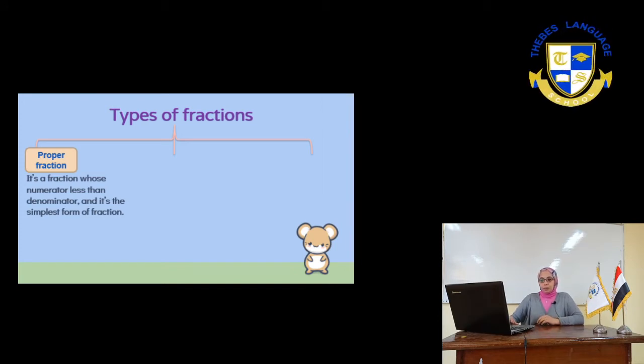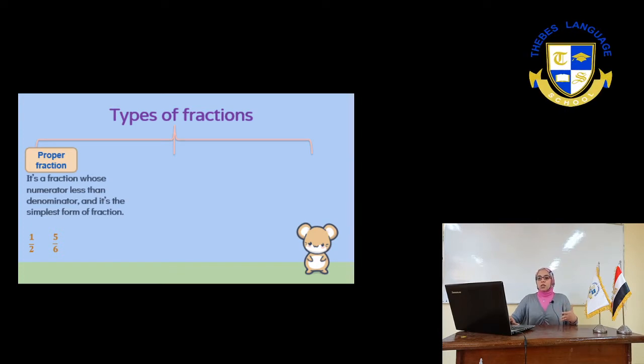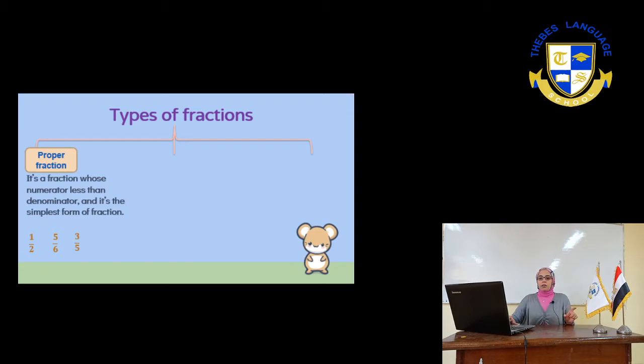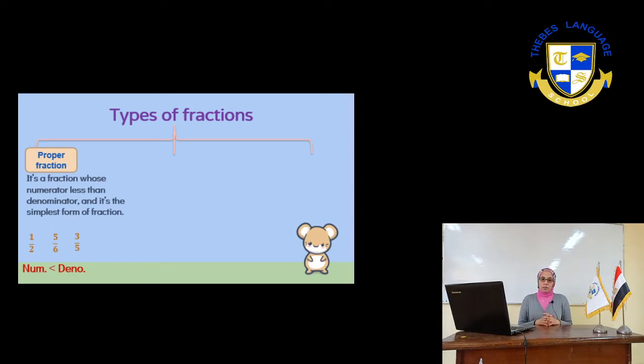For example, half, 1 over 2. 1 is smaller than 2, so this fraction's type is proper. 5 over 6. 5 is smaller than 6, so it's a proper fraction. 3 over 5 is also a proper fraction. And the proper fraction is the simplest form of a fraction.